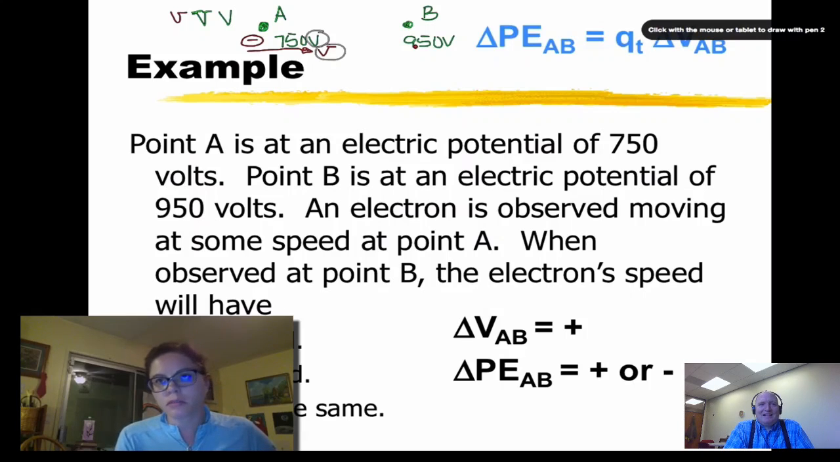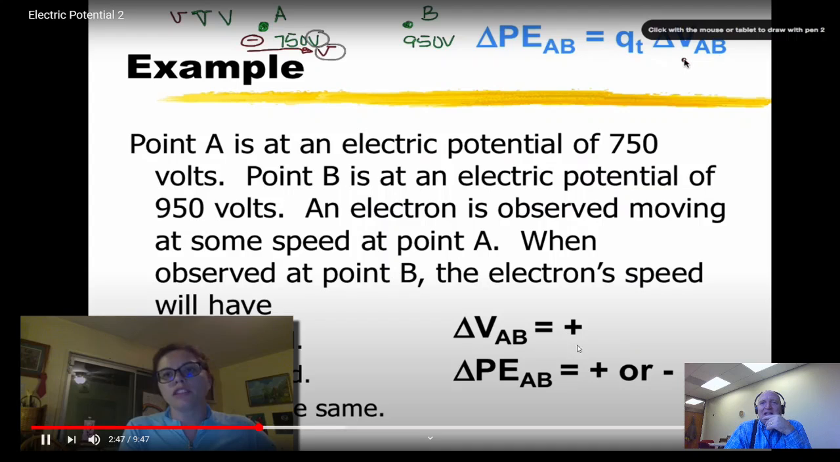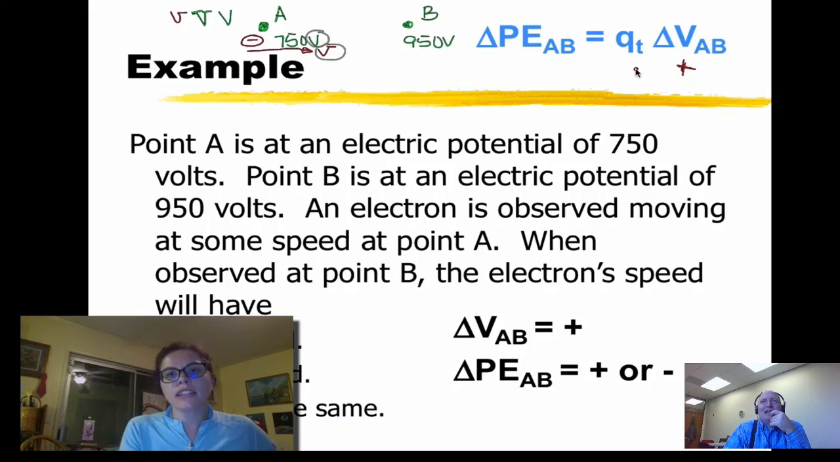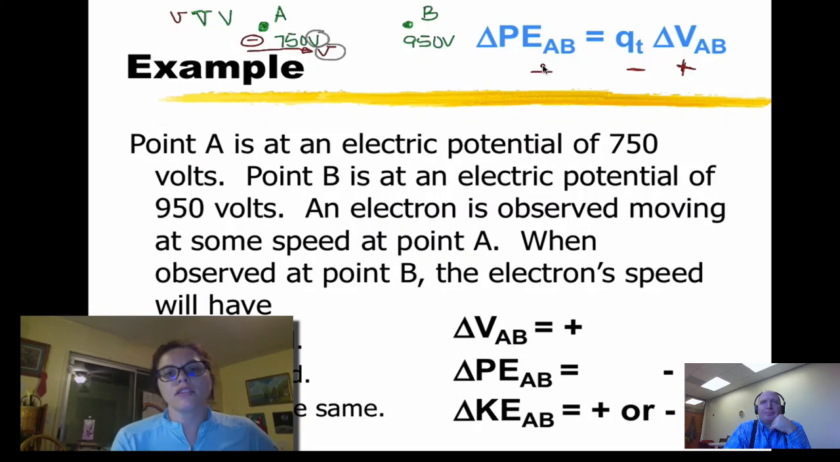If you recall, the change in potential energy is equal to the charge times the change in potential. Yeah, I love this. This is so cool. The change in potential is positive right here. We just talked about that. And that's an electron moving, so that's a negative charge. So positive times a negative will make this a negative. Yeah, very cool.